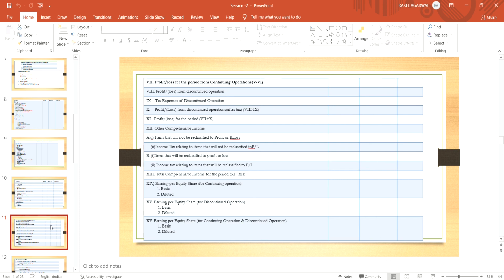Then comes OCI. What is OCI? OCI is the extended form of PL, which we will prepare in a single sheet. Here we will disclose the items which are not reclassified to PL, like any income tax relating to the items which are not reclassified to PL, and also the items which are reclassified to PL. And then total comprehensive income. Total comprehensive income means PL and OCI. PL plus OCI equals total comprehensive income. Then earnings per share, both continuing, discontinued, and total.